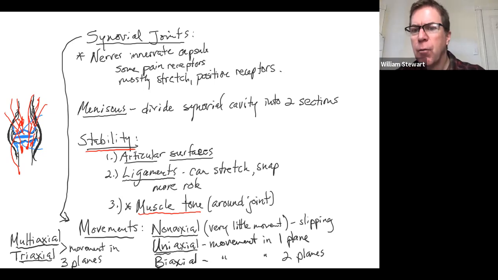Okay, so I'm going to use this nomenclature. I'm going to use this language now, particularly uniaxial and biaxial, occasionally multi-axial, right? When we describe types of joints.